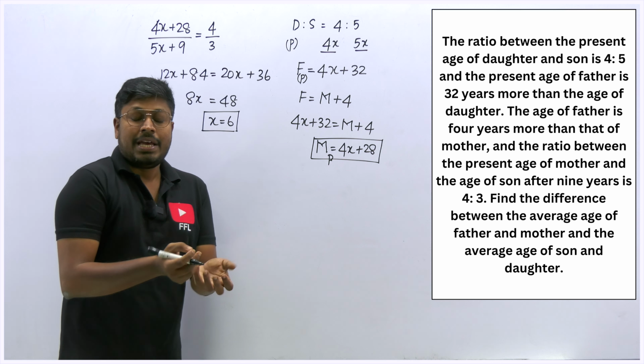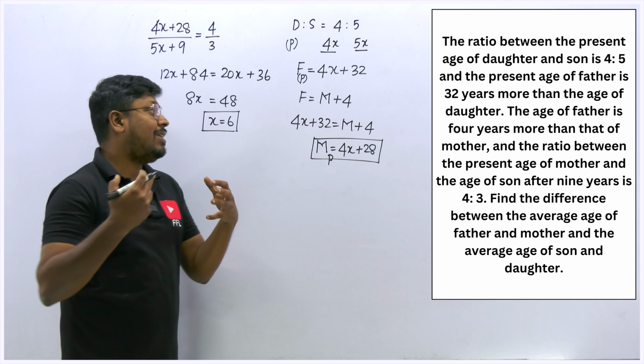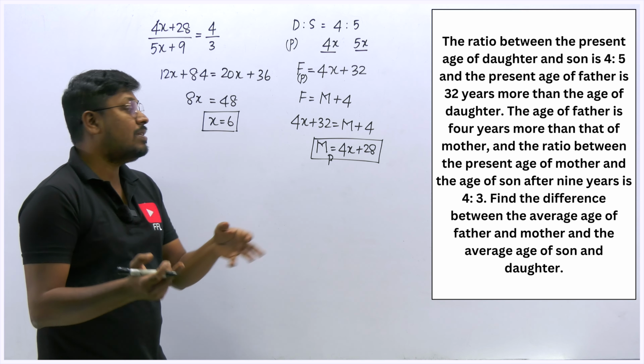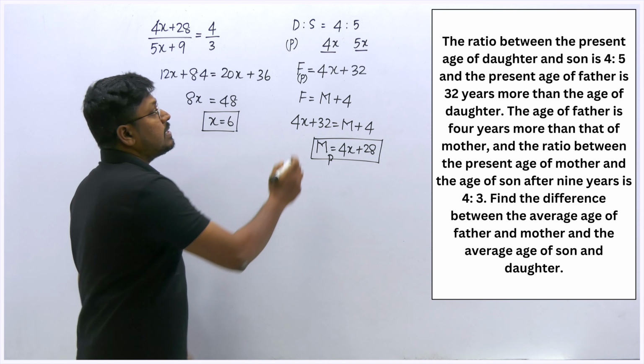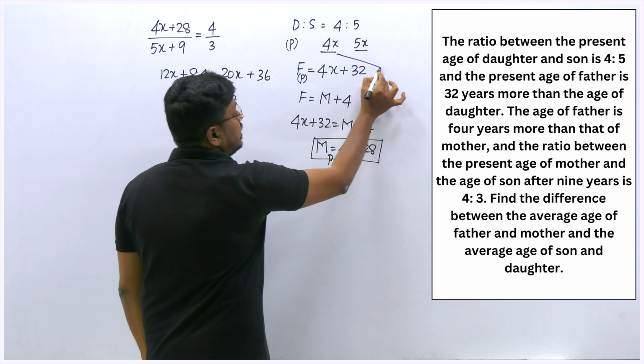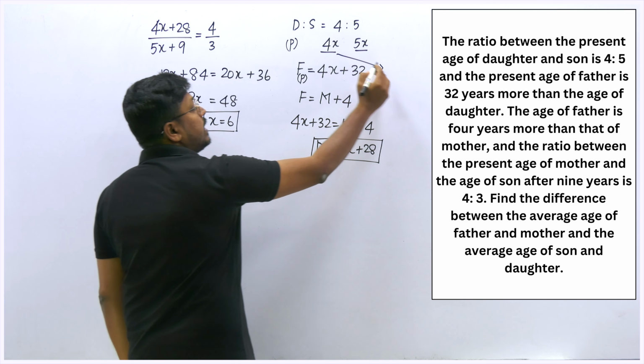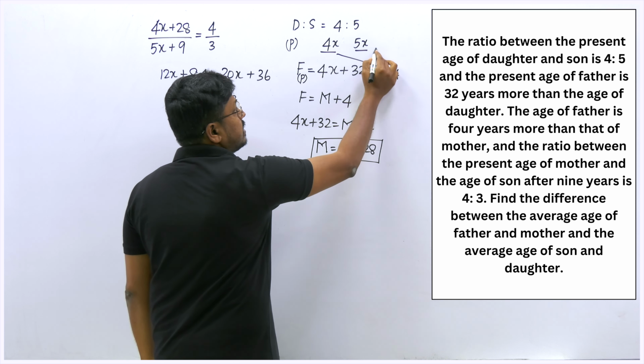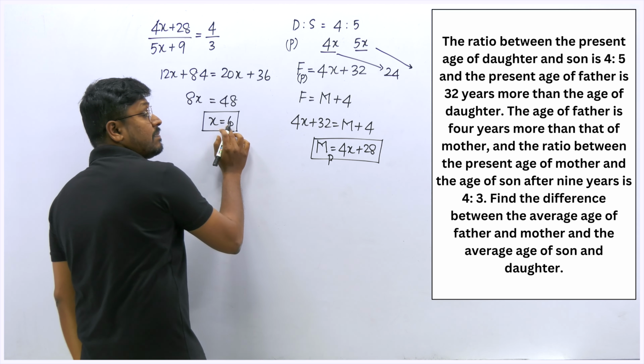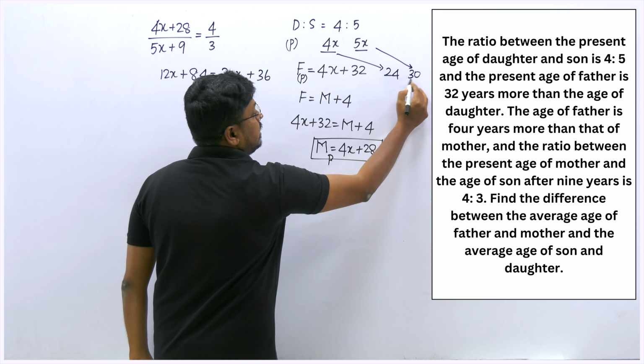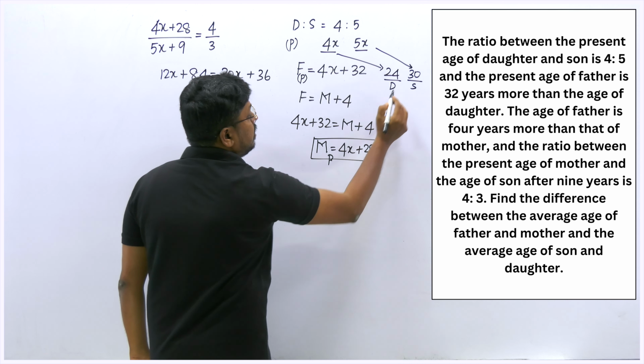Just now I told you, if you find one value, then finding all the remaining values is easy. Why? Because we got x equal to 6. That means what is the daughter's age here? 4x. 6 fours are 24. So 24 is the daughter's age. What about the son? 5x. So 6 fives are 30. So 30 will be the son's age, and 24 will be the daughter's age.